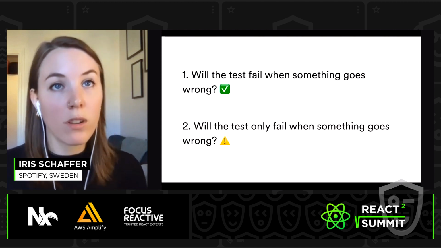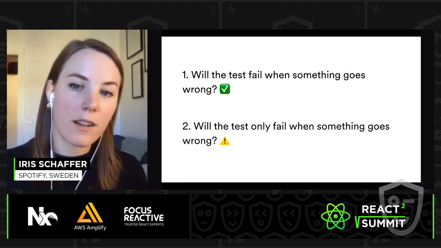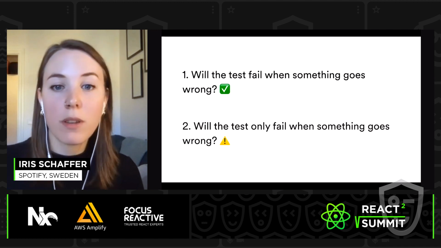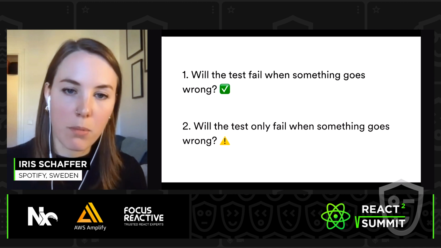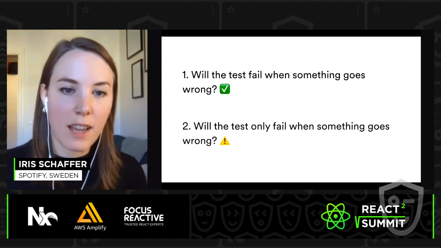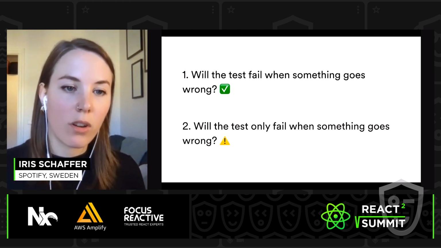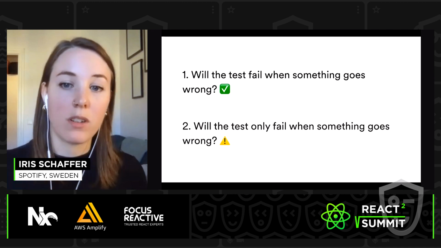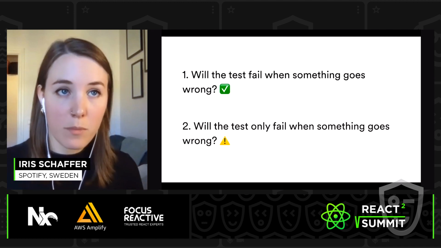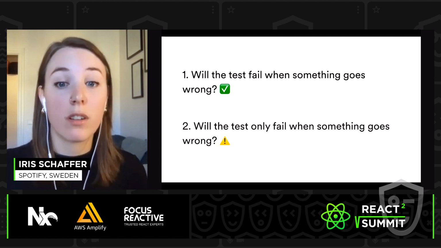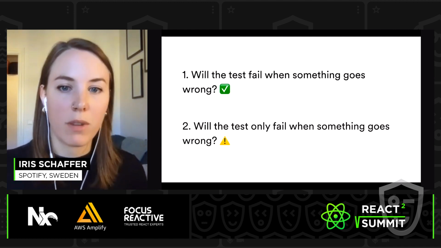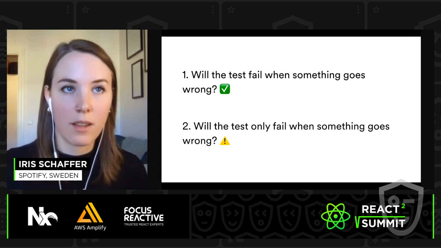Will the test only fail when something goes wrong? Again, it kind of depends. If your copy is changing, you rely on roles, ARIA labels, maybe even test IDs, things like that. So if any of those change, your test will also fail. However, to me, that is a change that users are affected by. So I'm happy to update my tests in those cases.